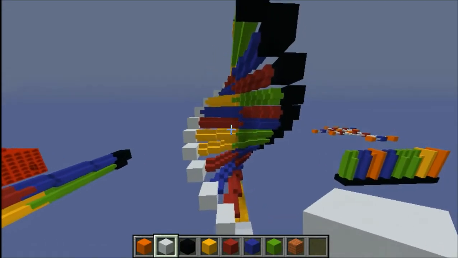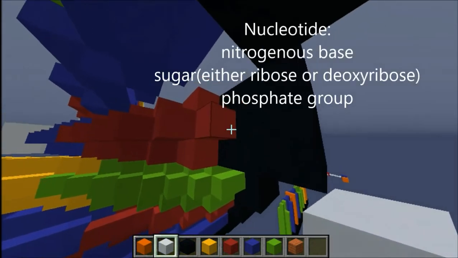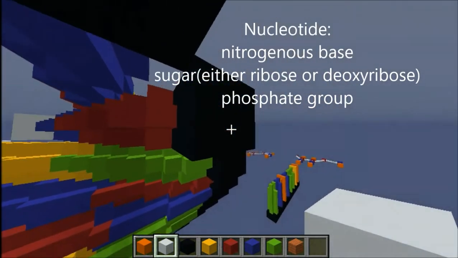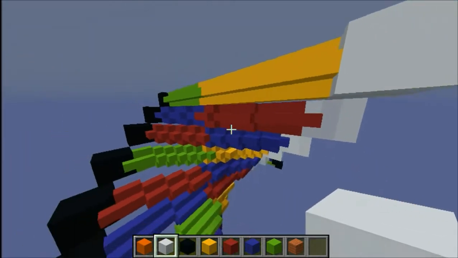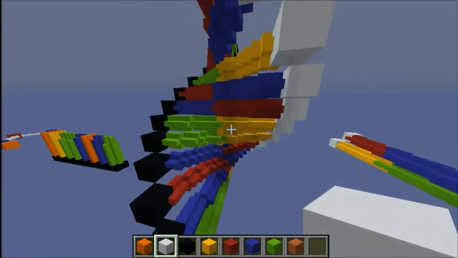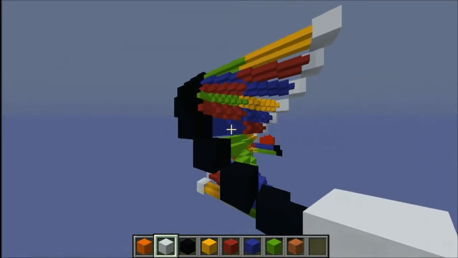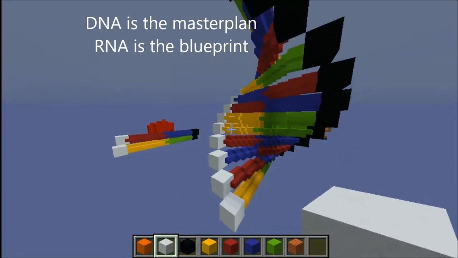So first things first, a nucleotide is a nucleic base combined with a deoxyribose sugar, or a ribose if it's RNA, and a phosphate group. So right here we have DNA. This is the main thing that we're going to be talking about a lot besides RNA. It's like the master plan of the cell.